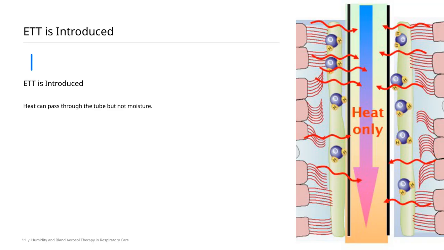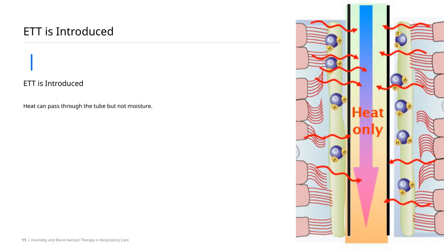Today, we're looking at the introduction of the endotracheal tube, or ETT. As you know, this is a critical component in respiratory care when we need to secure an airway. One key point to keep in mind is that heat can easily pass through the tube, which helps maintain warmth in the respiratory system. However, moisture does not pass through as readily, so we need to be mindful of humidity levels to prevent dryness and irritation.